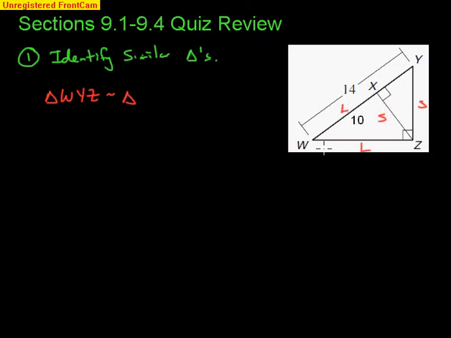So for WYZ, W down to Y. Okay, so W was between the long side and the hypotenuse. And we went down the hypotenuse. So we have to find the same point here. And that same point here is W, between the hypotenuse and the long side. Okay? So W, and we go down the hypotenuse to Z. WZ, and then we finish off with X. That's going to be similar to triangle, and now we look at the other triangle.